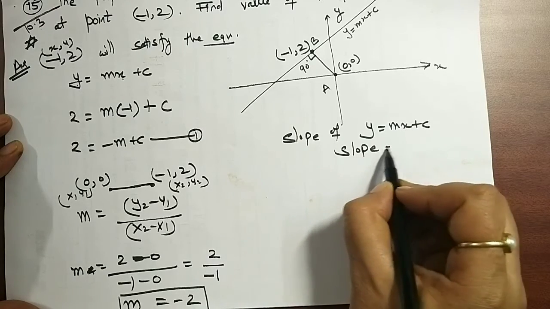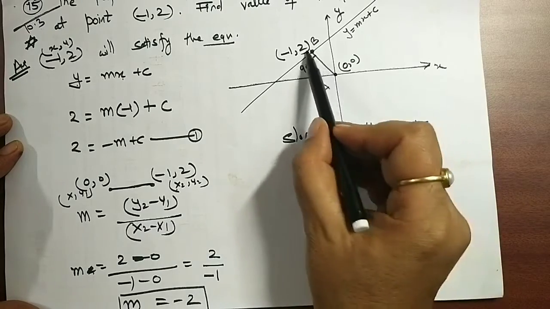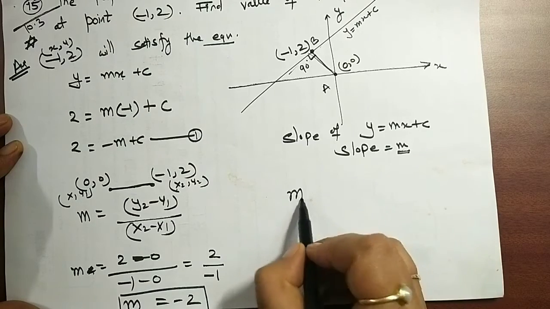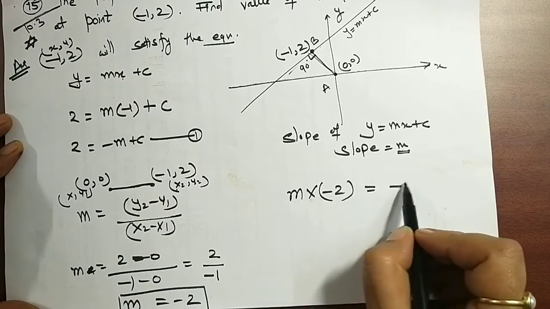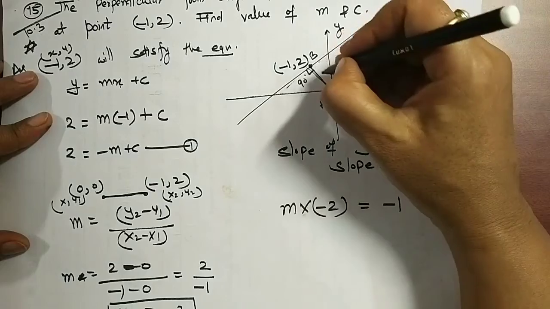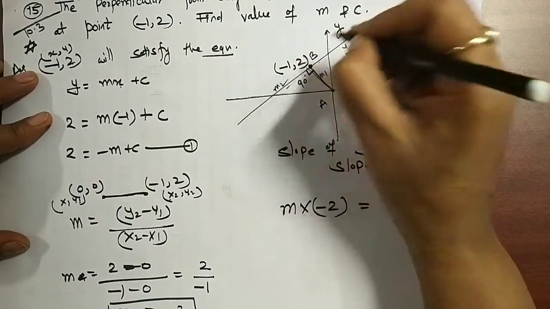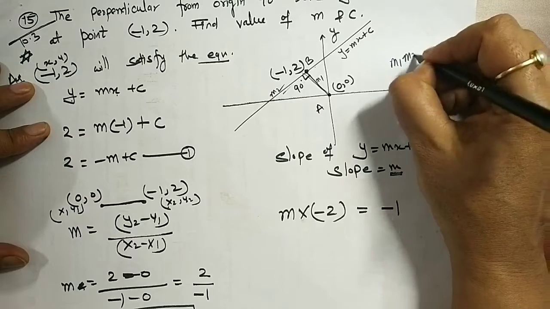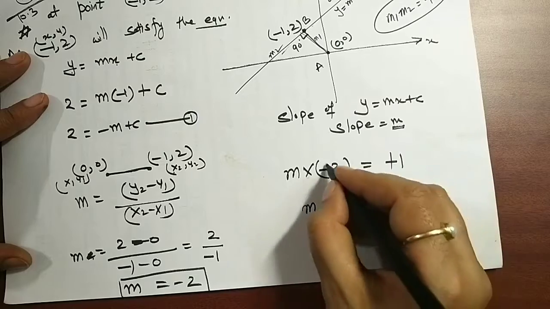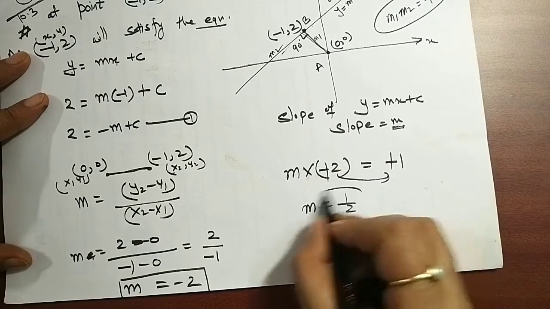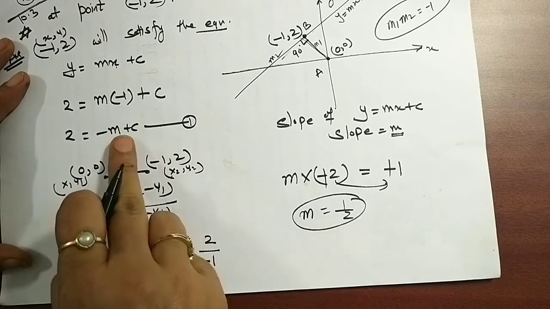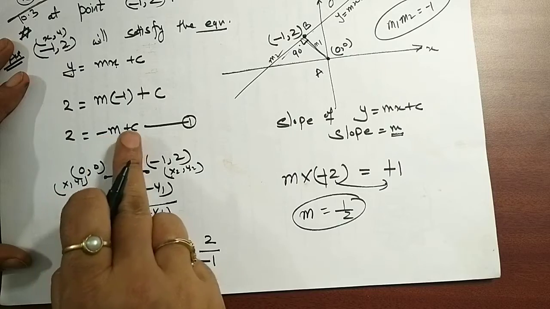The slope is m. So if these two are perpendicular, then the product of this slope and this slope, m into minus 2, should be minus 1 because they are perpendicular. Okay, because we know if this is m1 and this is m2, the condition is m1 into m2 is minus 1. So that I am applying here. So m should be minus 1 by minus 2, minus minus cancel, so 1 by 2. So I got m. Right? And I have this equation. So why don't you put m here and get c?